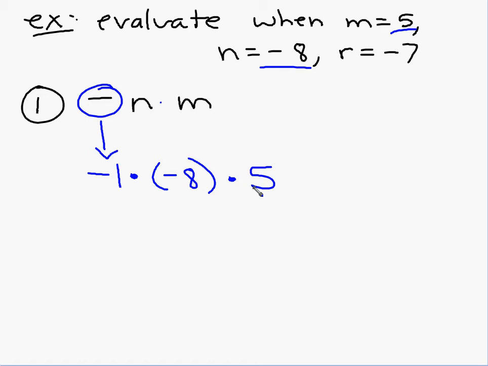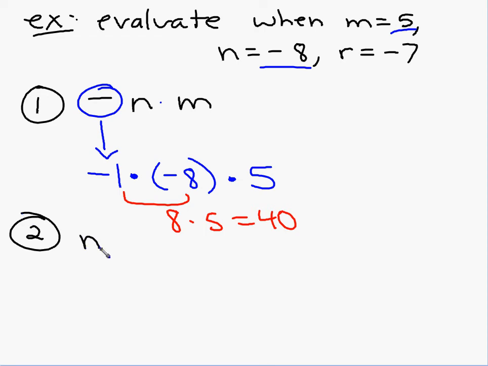Now let's do the multiplication. What is negative 1 times negative 8? 8. 8 times 5 is 40. All right, let's do another one. How about n to the third power?